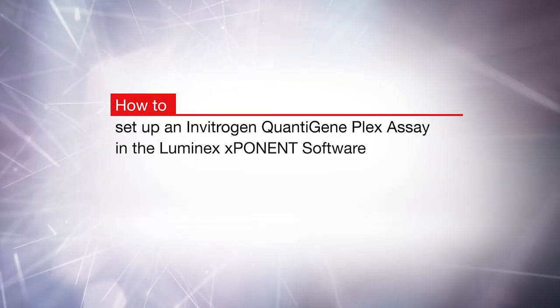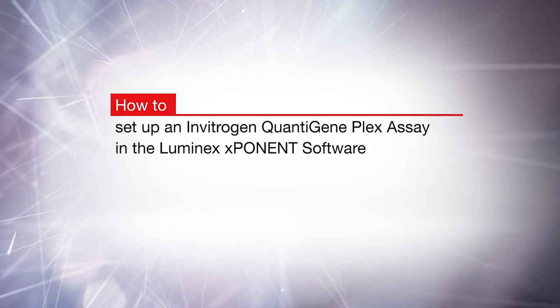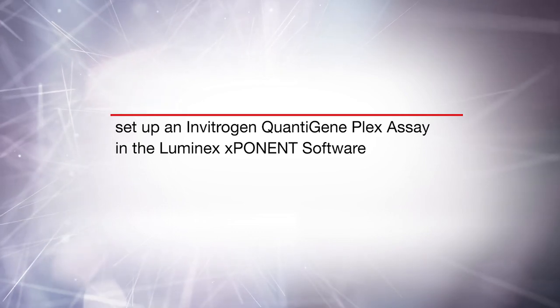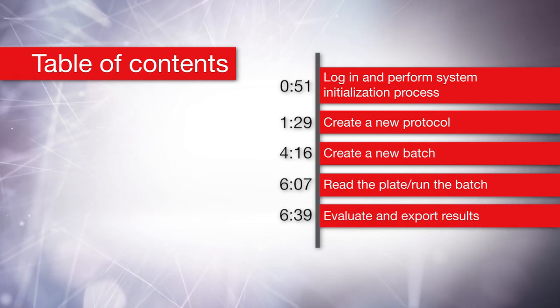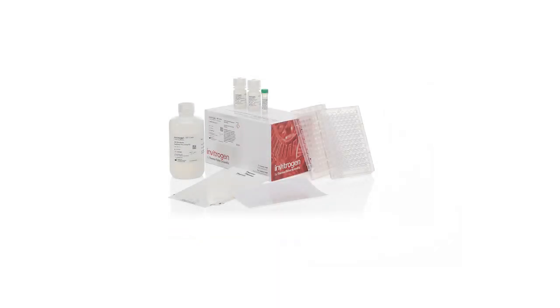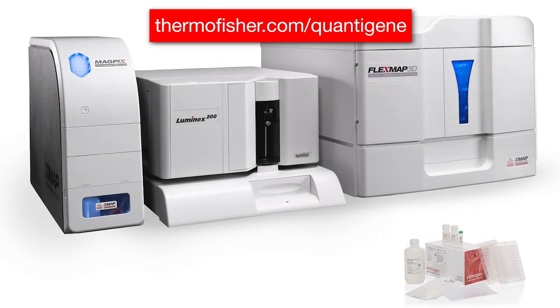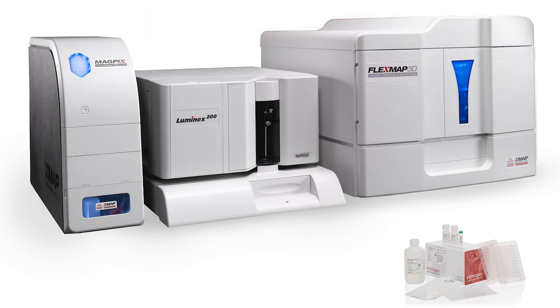In this video, we will demonstrate how to set up an Invitrogen QuantiGene Plex assay in the Luminex Exponent software. For the purpose of this video, we will show you how to set up a QuantiGene Plex 80-plex panel and will reference the Exponent software for the Luminex 200 instrument. Please refer to instrument user guides for applications involving the Luminex FlexMap 3D, Luminex MagPix, and Luminex XMap IntelliFlex instruments. Exponent software settings for the QuantiGene Plex assay can be found in the QuantiGene Plex user guide.